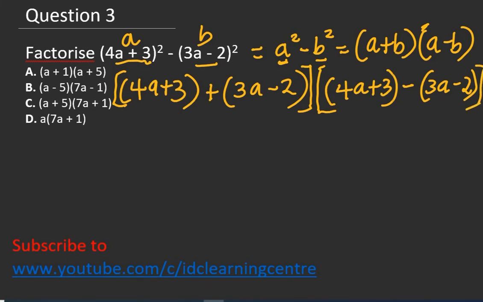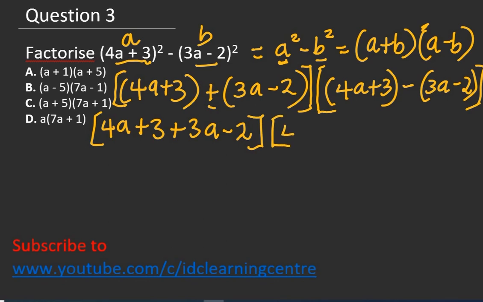Let's expand. This will give me 4a plus 3. Now plus times plus 3a will give me plus 3a, and plus times minus 2 will give me minus 2. Close this bracket. Open the next bracket. We have 4a plus 3, minus times plus 3a will give me minus 3a, and then minus times minus 2 will give me plus 2. Then you close this bracket.